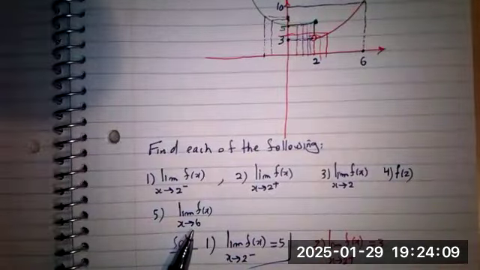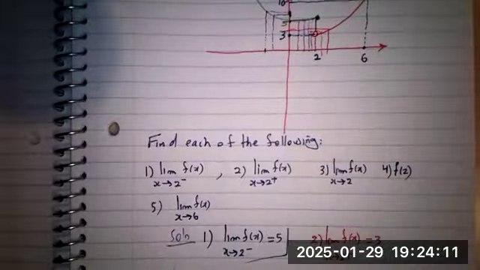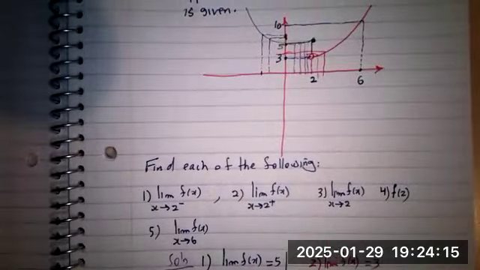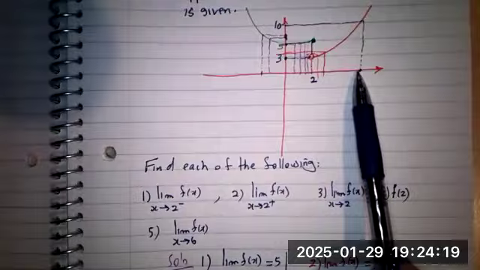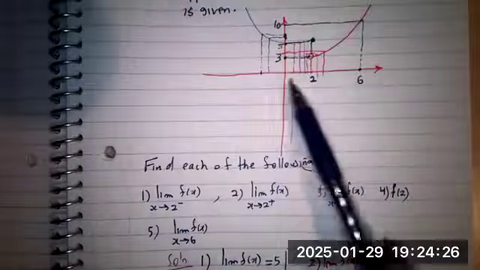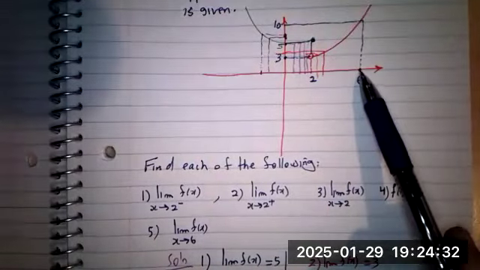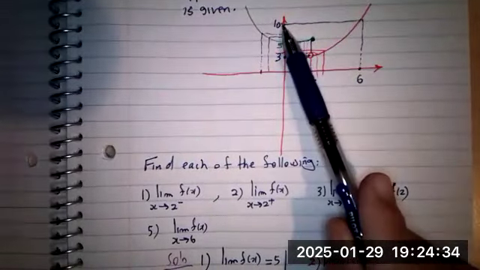How about this one? What is the limit when x goes to 6? You say 6? 10. Yes, 10, very good. Since 6 is not the partition point, you don't have to bother about the right and the left. Just do exactly what it is. The 6 gives you 10.